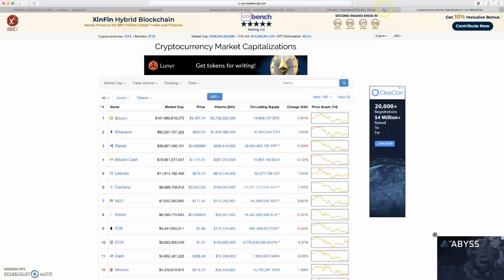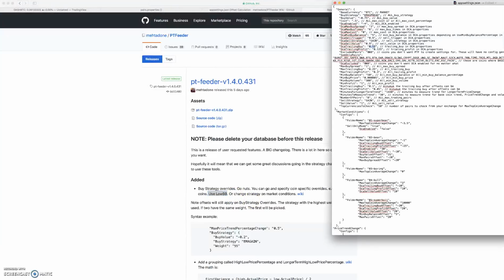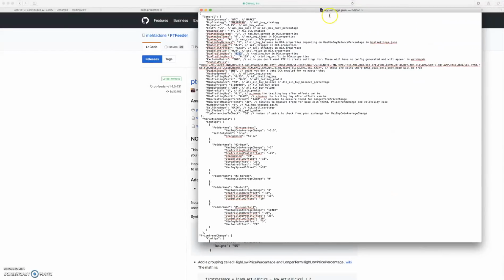So let me first jump into the newest PT Feeder update. This is really cool. They updated the buy strategy overrides. Now you can specify coin-specific overrides. For example, for high volume coins you can use low BB, and for low volume coins you can use something like EMA gain or EMA spread. That's super cool. So we'll get into the settings real quick and show you what I mean by that.